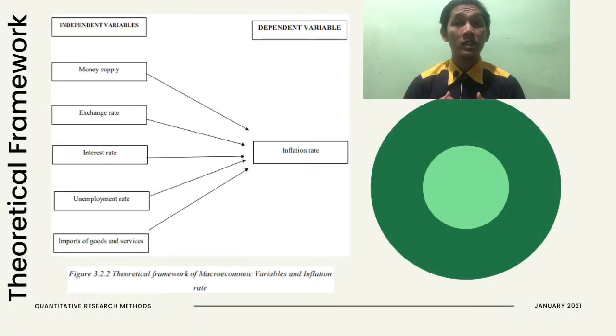From the figure, the left side shows the independent variables which are money supply, exchange rate, interest rate, unemployment rate and also imports of goods and services, while the right side shows the dependent variable which is inflation rate. This theoretical framework shows the relationship between macroeconomic variables towards inflation rate.